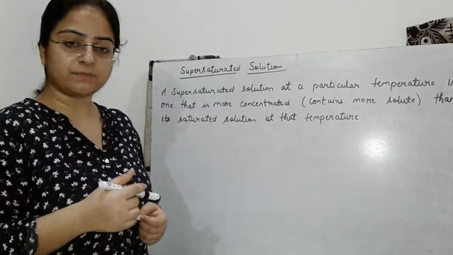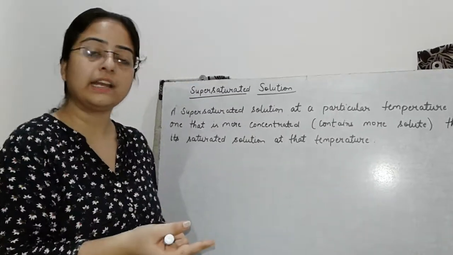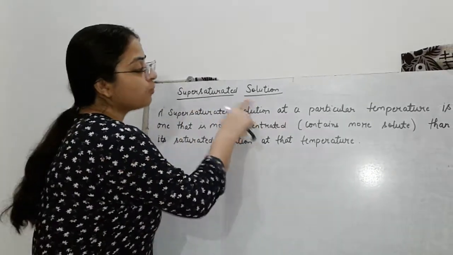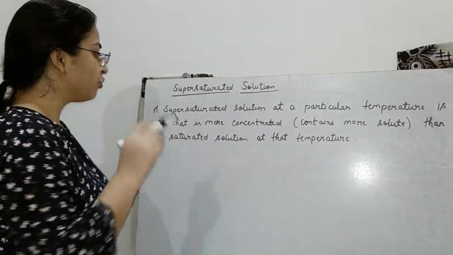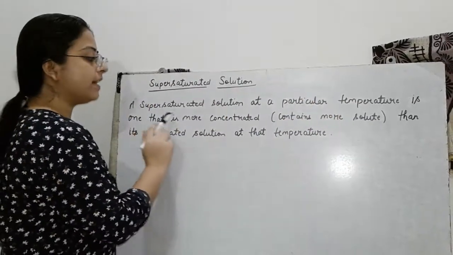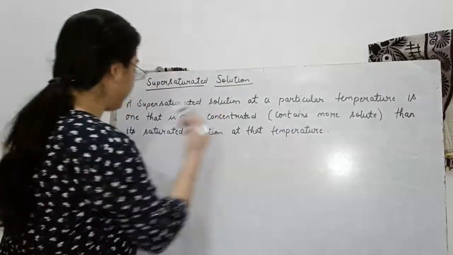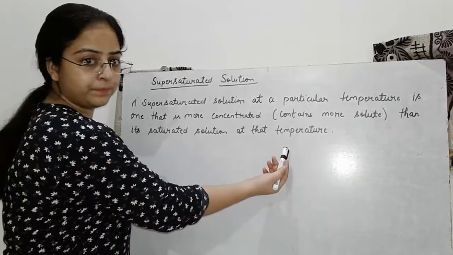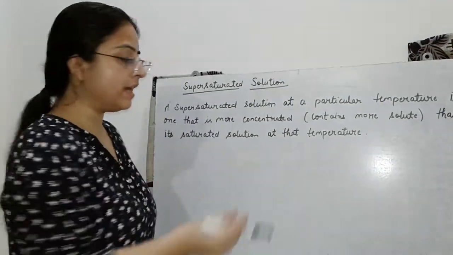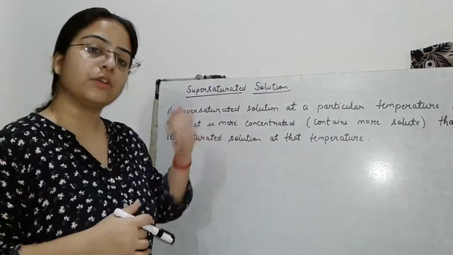So after cooling it back to room temperature, the solution which we will get will contain more solute than a saturated solution at that temperature, और उसी solution को हम supersaturated solution बोलते हैं. So a supersaturated solution at a particular temperature is one that is more concentrated. More concentrated means it contains more solute than a saturated solution at that temperature. So saturated solution के comparison में वो solution जिसमें solute ज़्यादा present होता है at a particular temperature, that will be the supersaturated solution of that saturated solution.